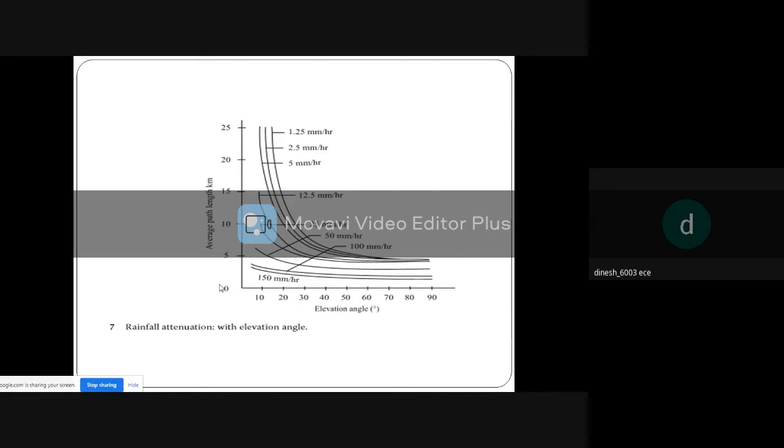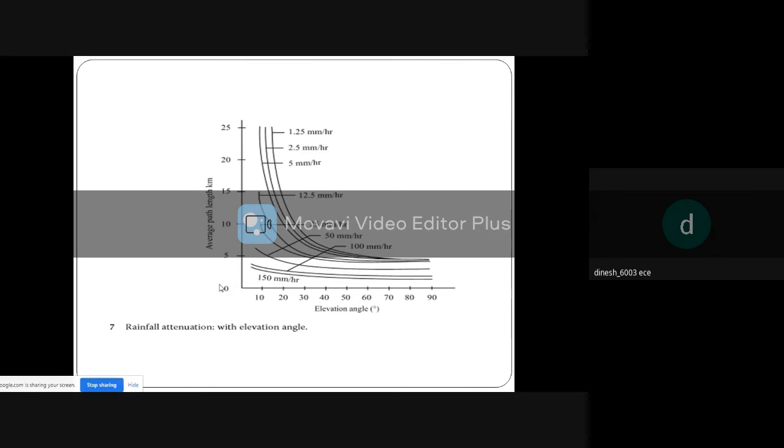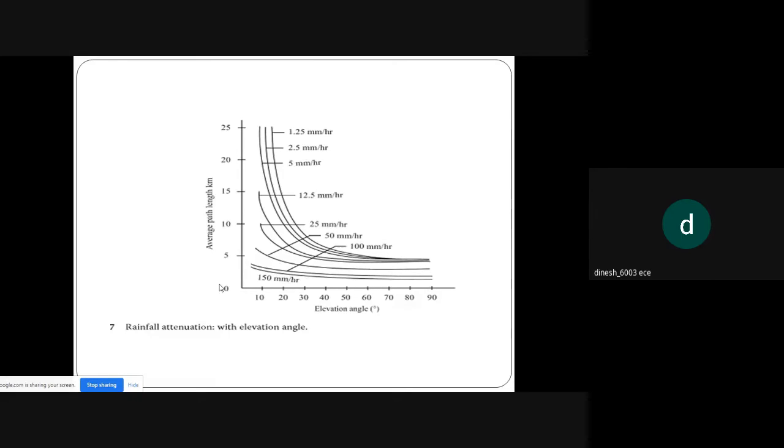Then you can see similarly for 100 millimeter per hour, 50 millimeter per hour, 25 millimeter per hour, 12.5 millimeter per hour, 5 millimeter per hour, 2.5 millimeter per hour, 1.25 millimeter per hour. So if these are the dimensions where rain falls on the earth, the appropriate path length will tend to decrease.